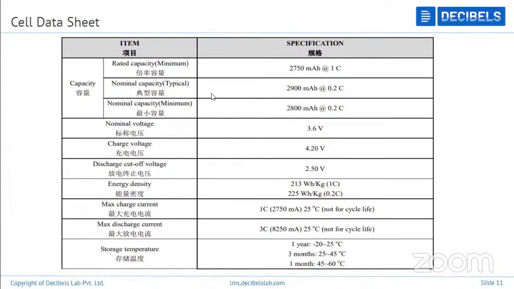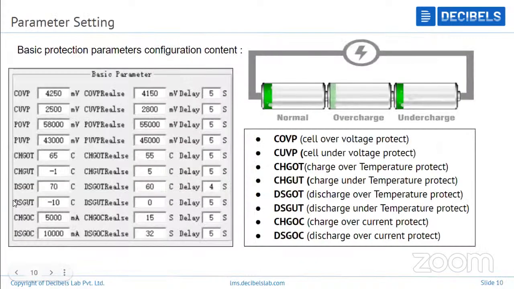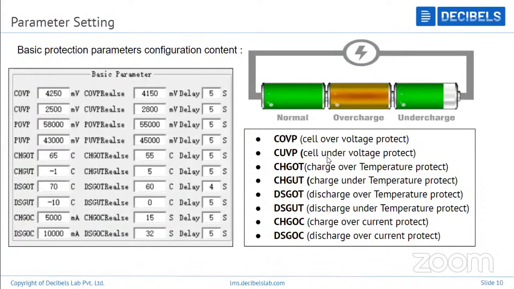You look at all the parameters here regarding nominal capacity, nominal voltage, what is the max charge it can take up to, what is the discharge cutoff, what is the max charge current, whether it's a 1C cell or 3C cell, whether charging is 1C or 3C. Every piece of information, including the storage temperature and operating temperature, is given on the datasheet. Based on that, you will set all these parameters, right?